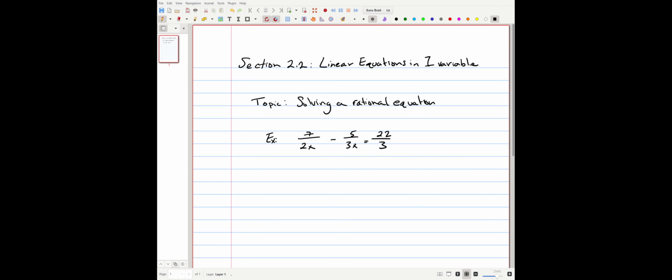And so the goal is the same here, right? We're just trying to get x by itself. So what's really the difference? Well, here the difference is x is on the bottom. So well, how can we get it to the top? Well, we can do that by multiplying by the LCD, the lowest common denominator.